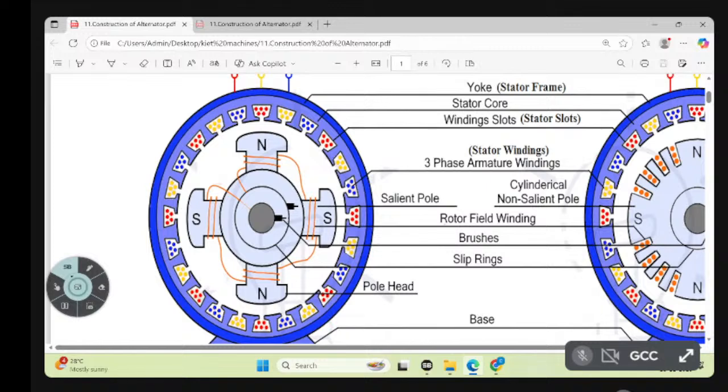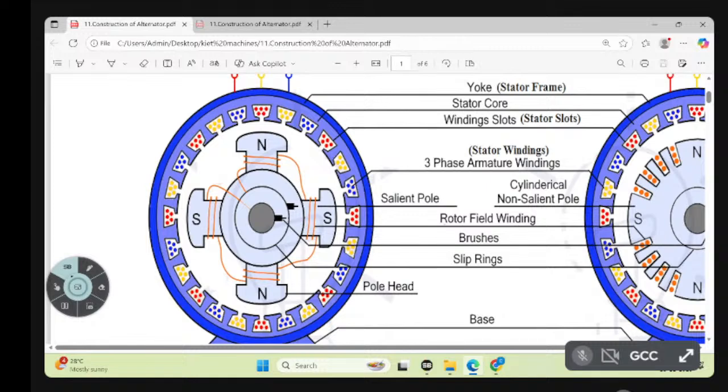So we have to give the supply as DC. For this purpose, we make two slip rings. One is the positive brush, the other one is the negative brush. So in order to give the DC supply, we require slip rings. Through slip rings only, we will give the supply to the field.